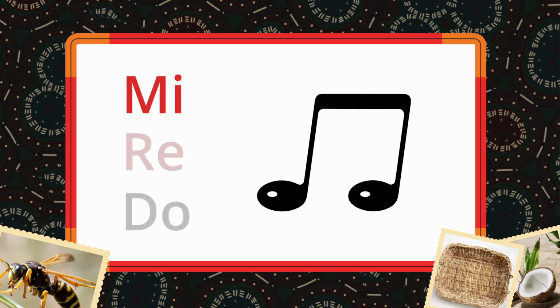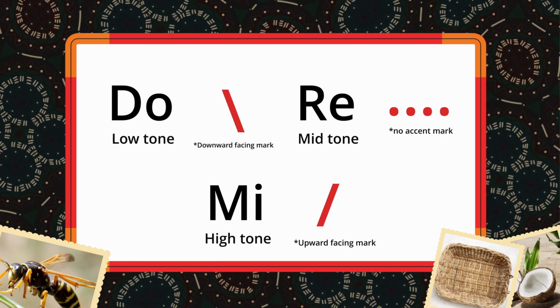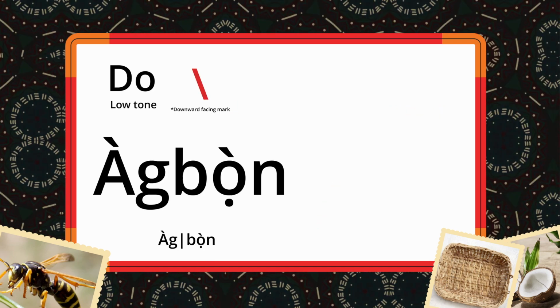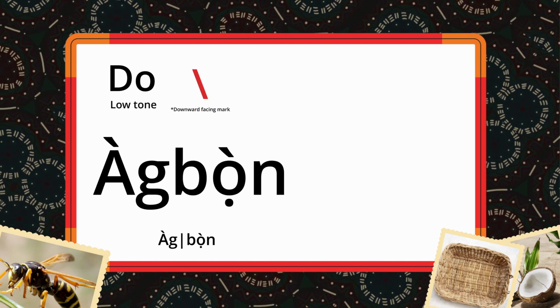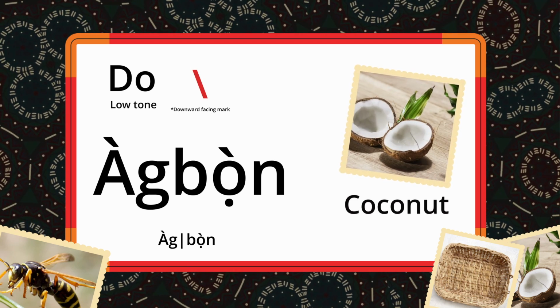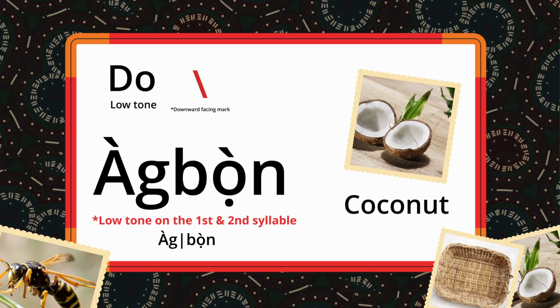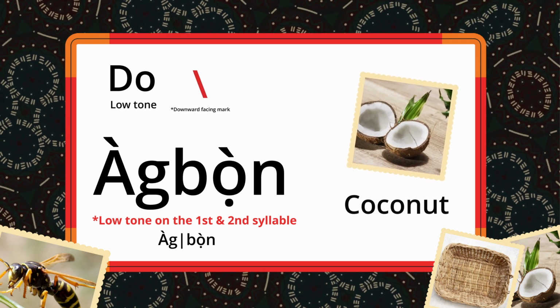Practical usage of tones in words. Let me give you some practical words. For example, àgbọn, coconut. That's low tone on the second syllable. Low tone, àgbọn. That's low tone.